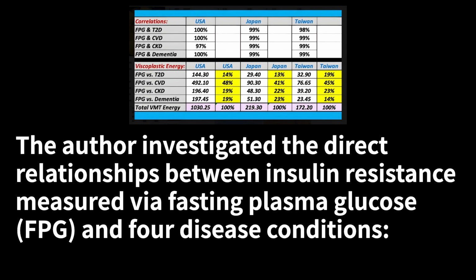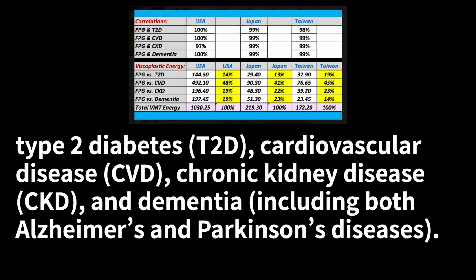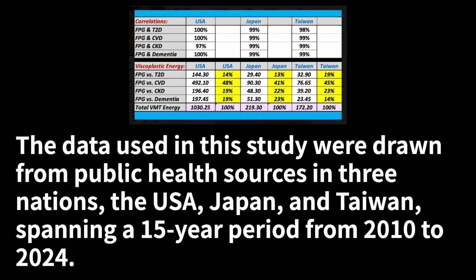Key messages. The author investigated the direct relationships between insulin resistance measured via fasting plasma glucose, FPG, and 4 disease conditions: type 2 diabetes, T2D, cardiovascular disease, CVD, chronic kidney disease, CKD, and dementia, including both Alzheimer's and Parkinson's diseases. The data used in this study were drawn from public health sources in 3 nations: the USA, Japan, and Taiwan, spanning a 15-year period from 2010 to 2024.